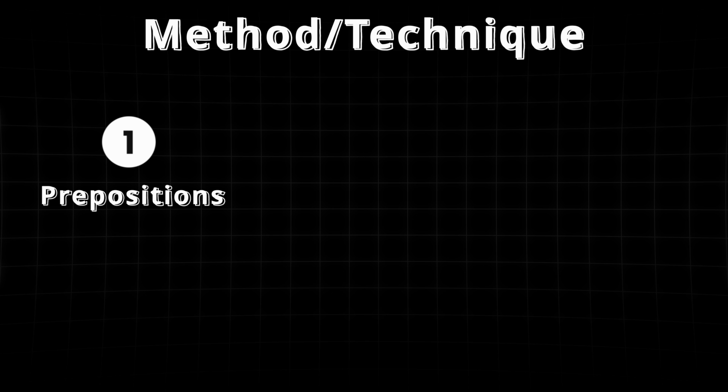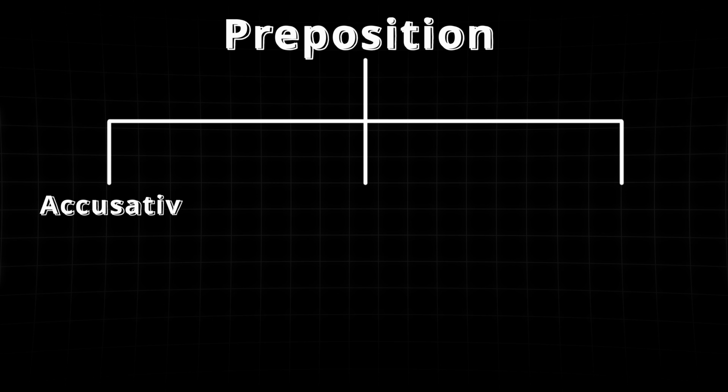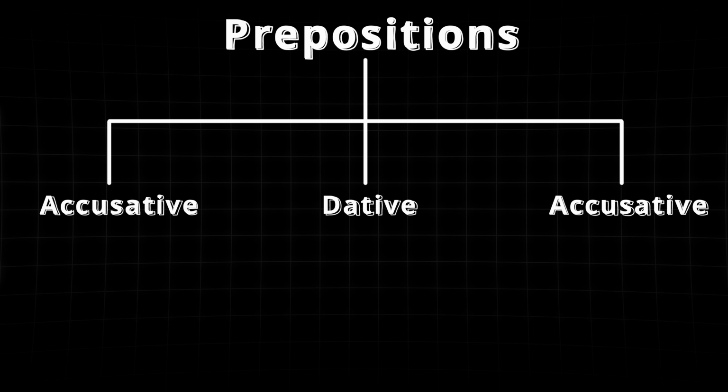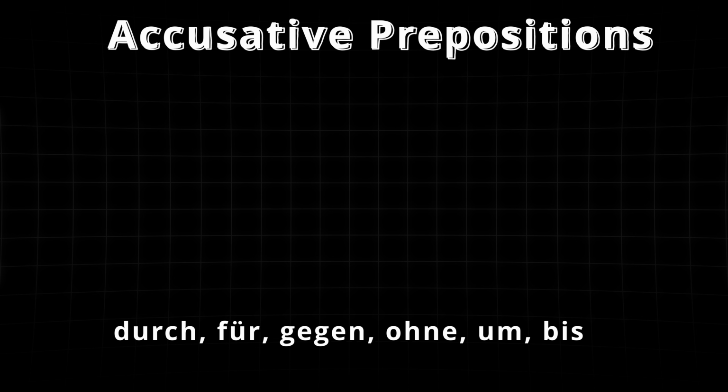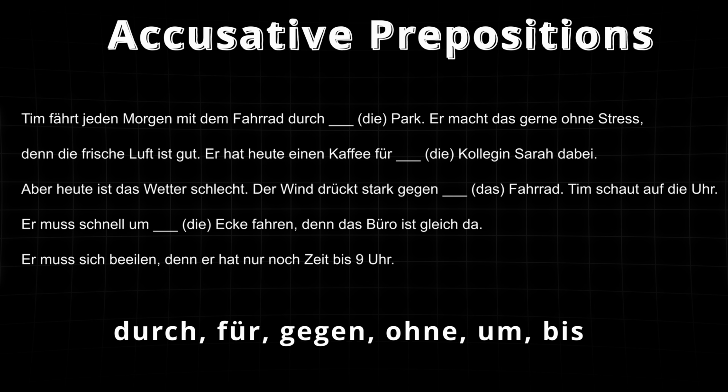Method 1, prepositions. This is highly underappreciated. Prepositions are your best friends. They force the case, no matter what the rest of the sentence says. Some are strictly accusative and some are strictly dative. But some prepositions can be either accusative or dative. Durch, für, gegen, ohne, bis. If you see this, stop thinking. It's always accusative. And let me show you a paragraph.